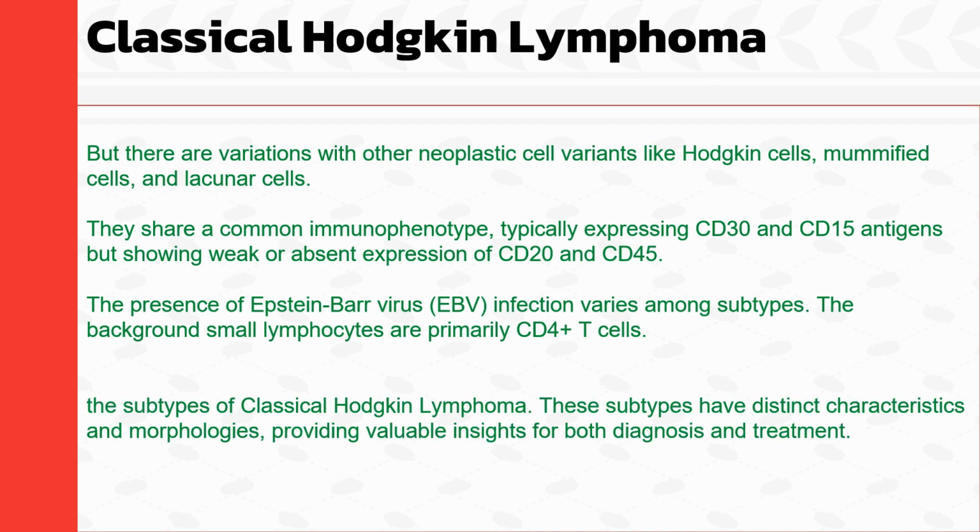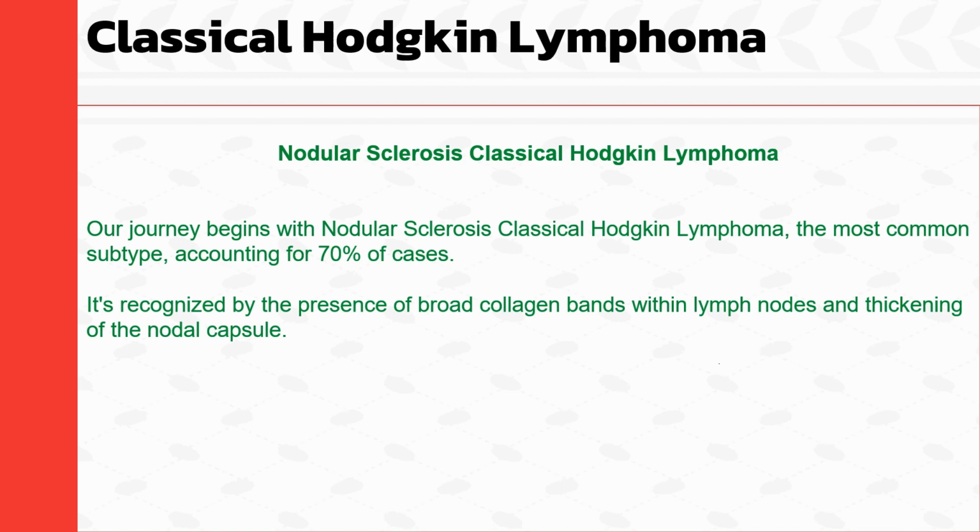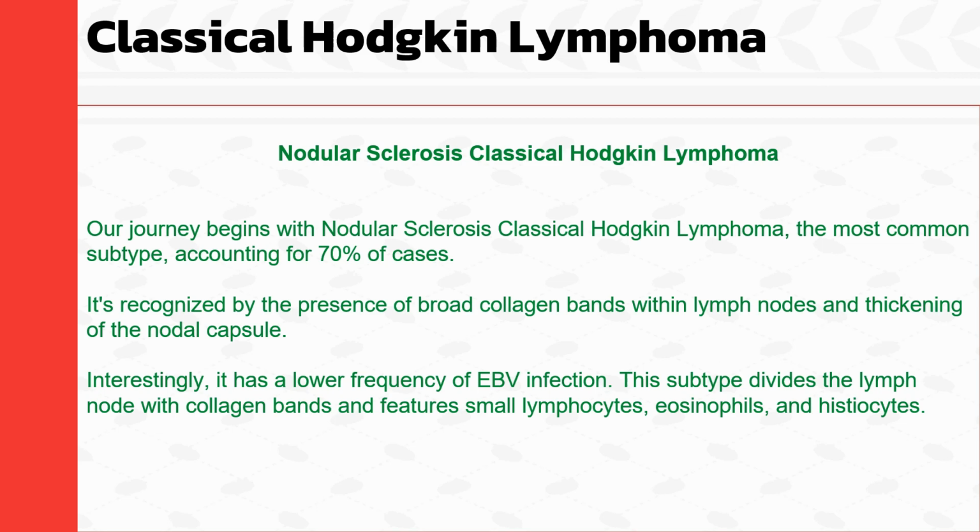The subtypes of classical Hodgkin lymphoma. These subtypes have distinct characteristics and morphologies, providing valuable insights for both diagnosis and treatment. Our journey begins with nodular sclerosis classical Hodgkin lymphoma, the most common subtype, accounting for 70% of cases. It's recognized by the presence of broad collagen bands within lymph nodes and thickening of the nodal capsule. Interestingly, it has a lower frequency of EBV infection. This subtype divides the lymph node with collagen bands and features small lymphocytes, eosinophils, and histiocytes.